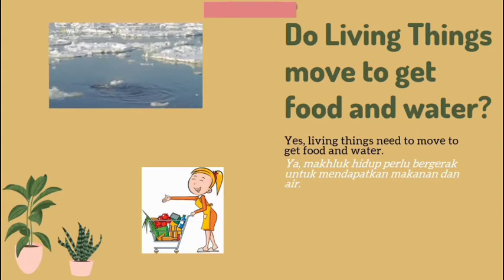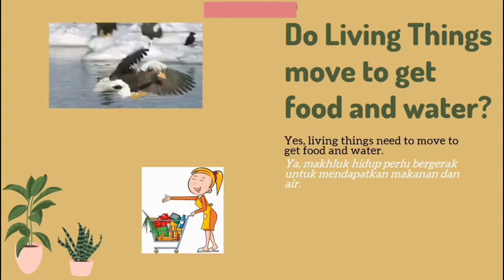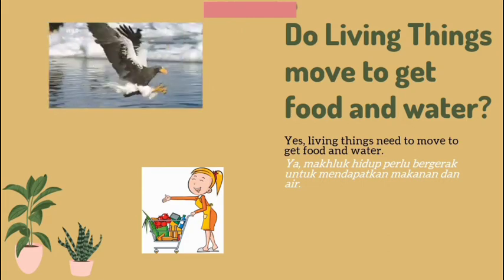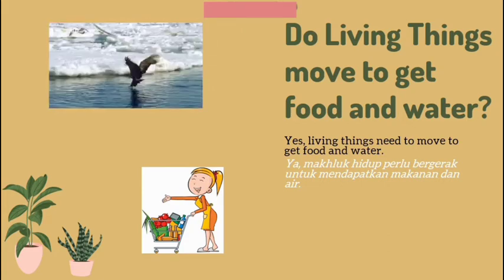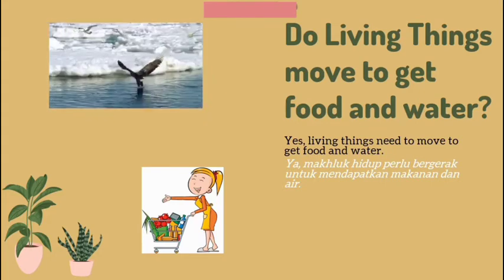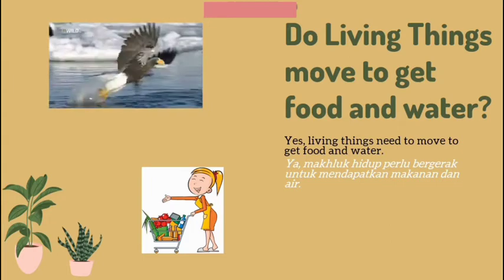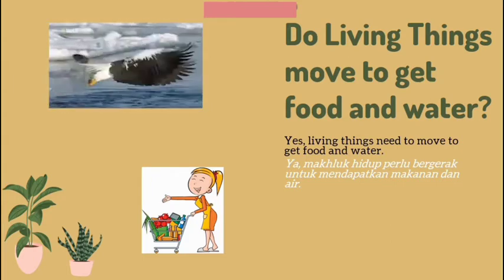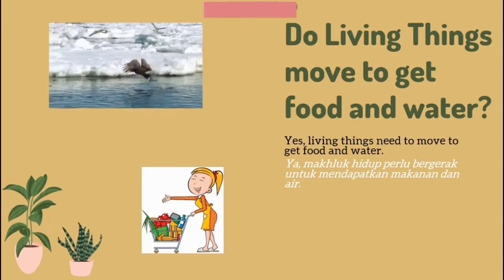Different animals eat different food to stay alive. Some animals are plant eaters, some are meat eaters, and some eat both plants and meat. Just like a lion, it likes to eat meat. And just like a cow, it likes to eat grass.